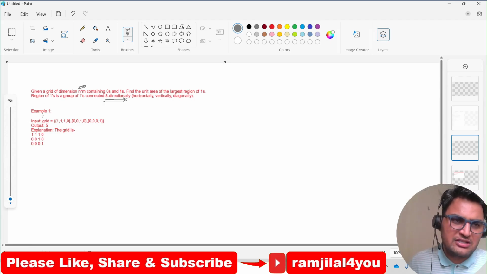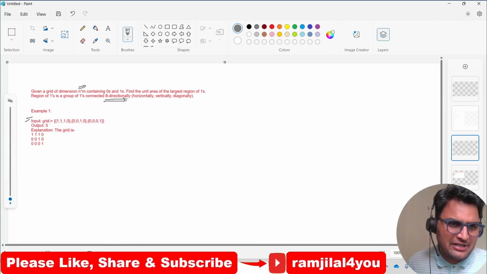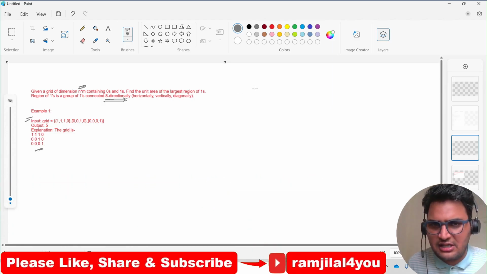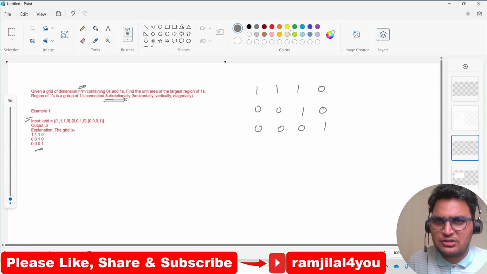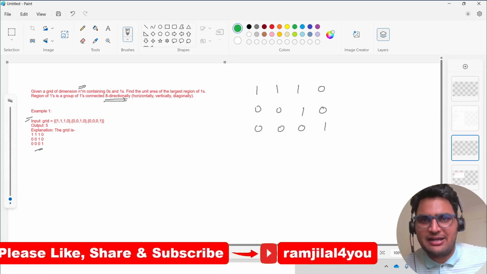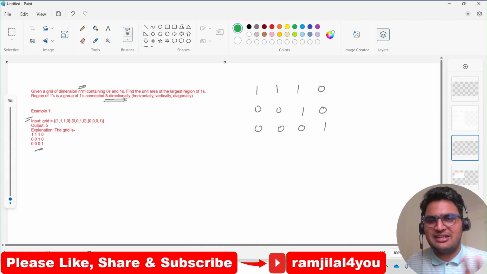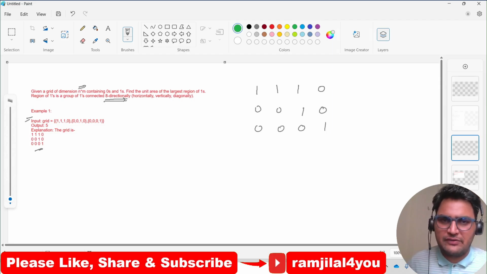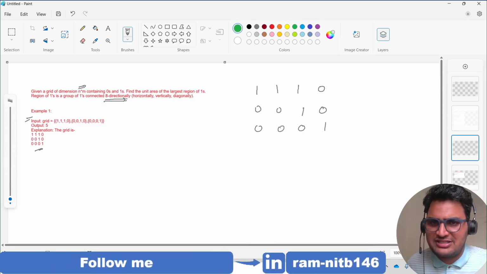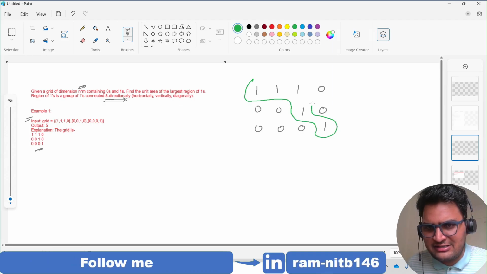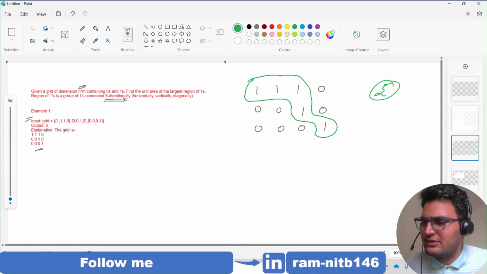So let's understand this question with an example. The given example is a grid, which I'm writing here as grid one. Now we have to find the maximum area of ones connected to each other, so the largest area. In this given grid we have to find the largest region of ones. The largest region is this one, connected to this one, and it consists of 5 ones. So our answer would be 5 here.